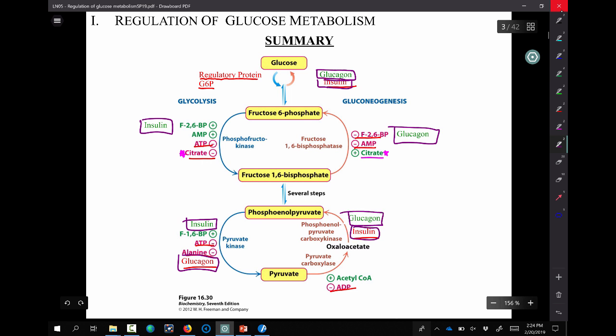Presumably playing roles in either the activation or the inhibition of those steps. We talked about allosteric activation. Glucagon and insulin can lead to covalent modifications of these enzymes. For instance, we'll look at how glucagon can lead to the phosphorylation of the enzyme pyruvate kinase. Covalent modification. We can also talk about how glucagon and insulin will regulate genetic expression of the enzyme PEPCK.